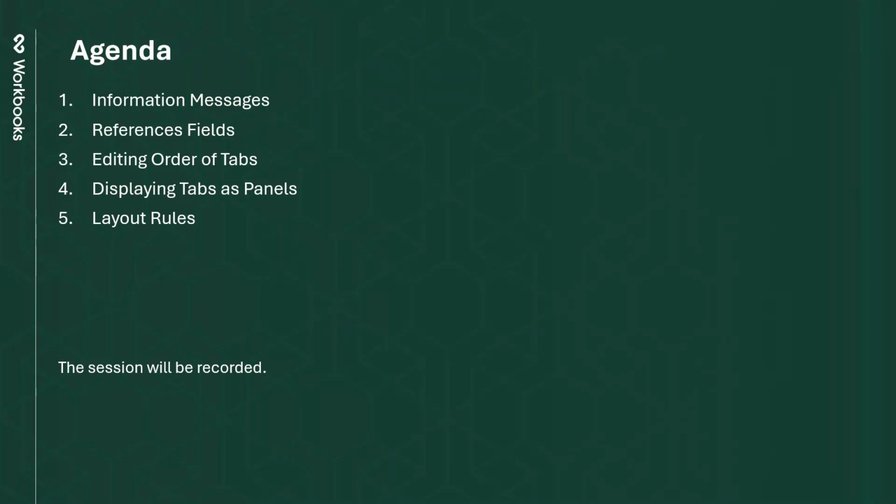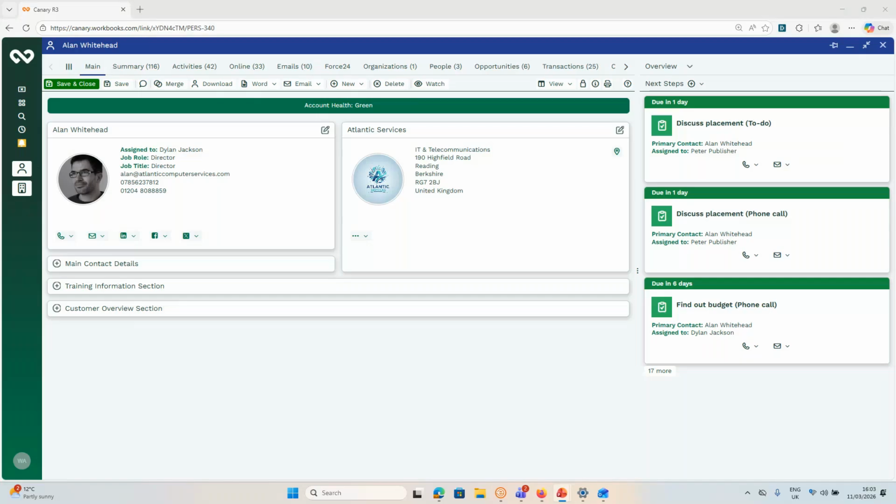Now let me jump into Workbooks and give you a live demo. For those who've joined our webinars before, you might recognize our demo environment. I want to mention that I'm logged in as a system admin and I have full access to the demo environment. Now, Workbooks includes many different record types, but for today's demonstration, I'll be focusing on the person record. Specifically, I'll be using Alan Whitehead's person record.